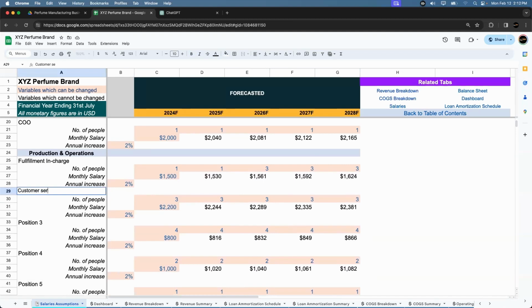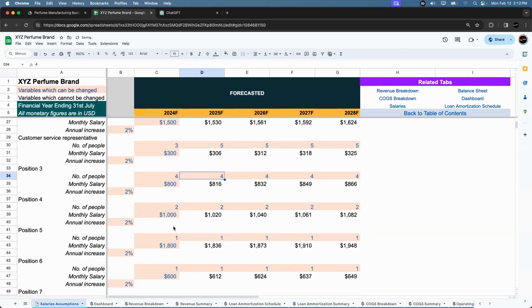Customer service representative. Maybe you recruit people from Philippines in order to cut your cost for customer service representative. Maybe you keep 3, maybe you keep 5, and you pay them maybe $300 a month. Then it's going to significantly reduce your cost. So this is how we basically adjust these numbers in here. Let's make this 0.